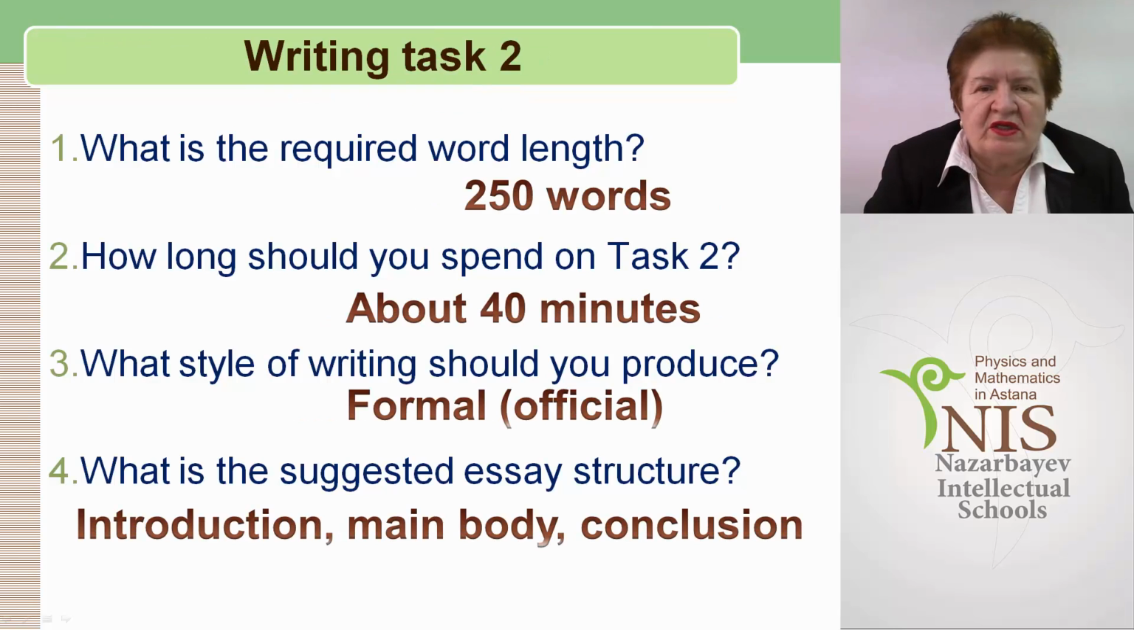Writing task 2 is considered to be the most difficult task in the test. What is the required word length? You should write at least 250 words. You may write a little bit more. How long should you spend on task 2? About 40 minutes. The writing test lasts 60 minutes. So, 40 minutes should be devoted by you to task 2.